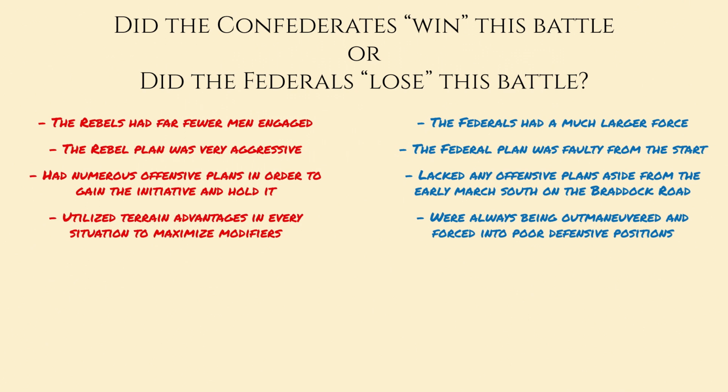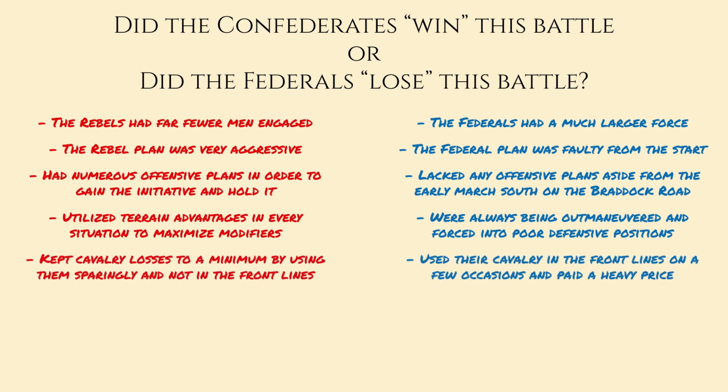The Confederates utilized terrain advantages in every situation to maximize the modifiers around them, while the Federals were always being outmaneuvered and forced into poor defensive positions. The Confederates kept their cavalry losses to a minimum by using them sparingly and not in the front lines. The Federals used their cavalry in the front lines on a few occasions, and they paid a heavy price for this. So I believe a strong case could be made for either answer being correct.